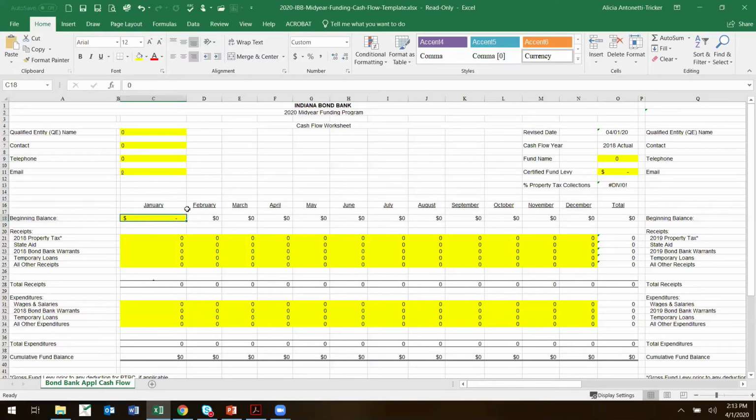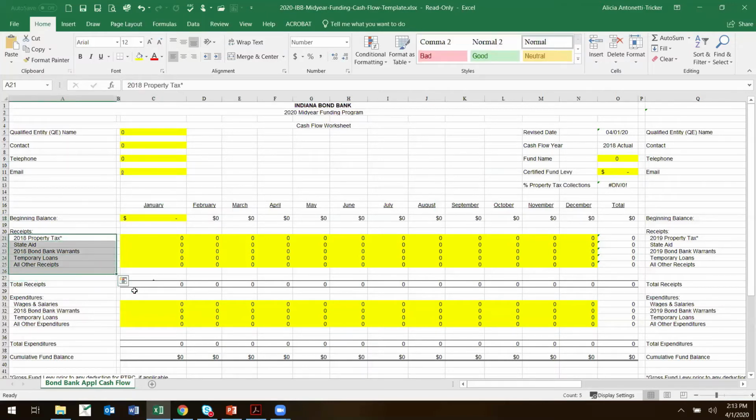I then am going to look at the types of revenues I need to disclose. I need to know my property taxes, which you can pull from that report. Any state aid, what we're thinking there is mostly applicable to schools. That's your tuition support. So if you're a city or town, state aid may not mean anything, and that's okay. You can leave that blank. Your 2018 bond bank warrants, if you borrowed in the past, that's where you would have that borrowing, the receipt. If you had a loan, maybe a loan from another bank, maybe an interfund loan from another fund, you would show that receipt, and then everything else.